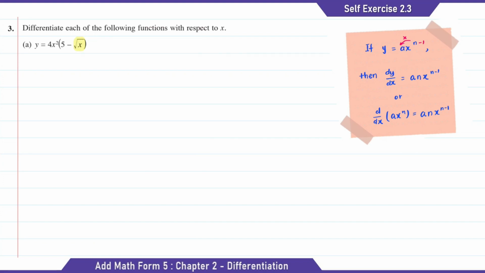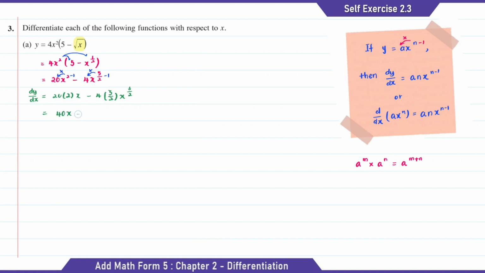So for this square root x, I can write this as x to the power of 1 over 2. Then next, we're going to expand this 20x squared minus, and using the law of indices, we're going to get 4x to the power of 5 over 2. To differentiate this, we're going to get 20 times 2, x minus 4 times 5 over 2, x to the power of 3 over 2.